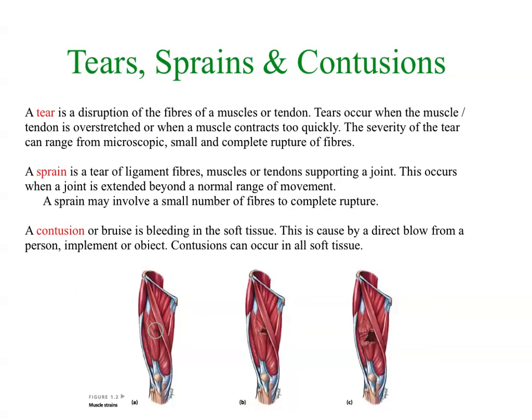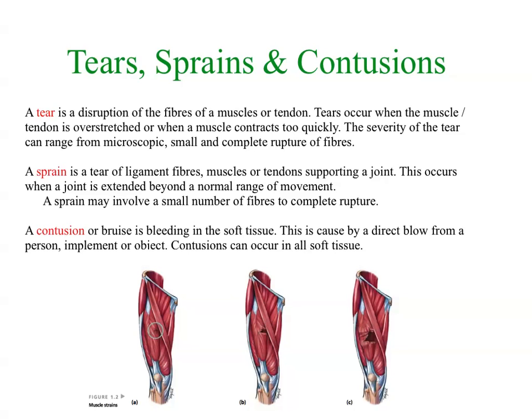A tear, as it says here, is a disruption of fibres of a muscle or tendon. Tears occur when the muscle tendon is overstretched or the muscle contracts too quickly. The severity of a tear can range from microscopic to small to a complete rupture of all fibres. If we look at the picture down the bottom, we'll see that in A, for a muscle strain, that's going to be obviously microscopic. It's only very, very small where it's circled there. If we look at B, that's going to be classified as a small tear, and C would be known as a complete rupture.